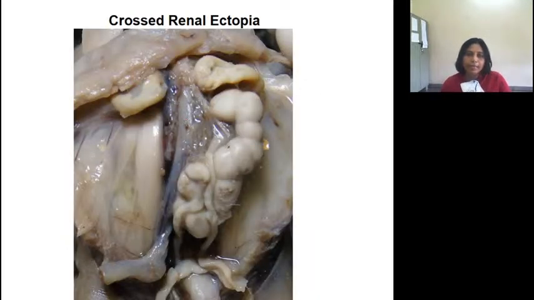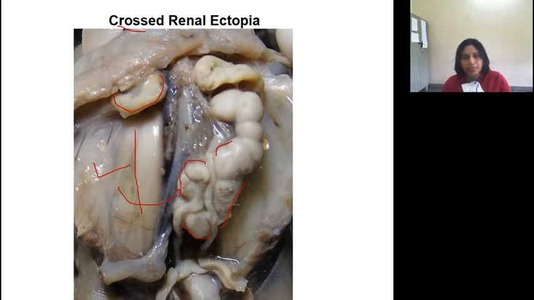Then this is an example for the crossed renal ectopia. So on this side there is no kidney. So the right side, the kidney looks like it is absent here. You can see here the lying down adrenal sign and the prominent psoas major muscle. But what happened to this kidney? So it has moved to the opposite side.